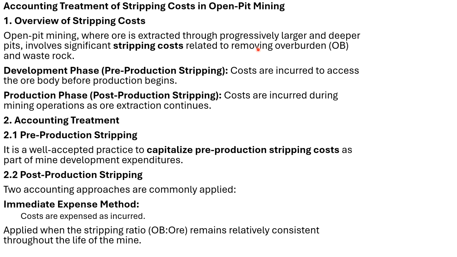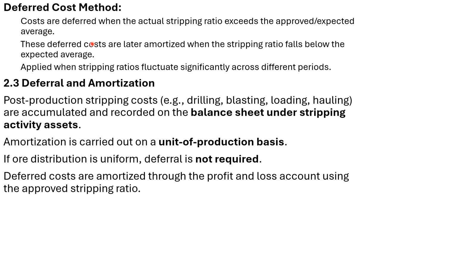In the case of the immediate expense method, costs are expensed as incurred, and this method is applied when the stripping ratio remains relatively constant throughout the life of the mine's component. In the case of deferred cost, costs are deferred when the actual stripping ratio exceeds the approved or expected average. These deferred costs are later amortized when the stripping ratio falls below the expected average. And this method is applied when the stripping ratio fluctuates significantly across different periods.